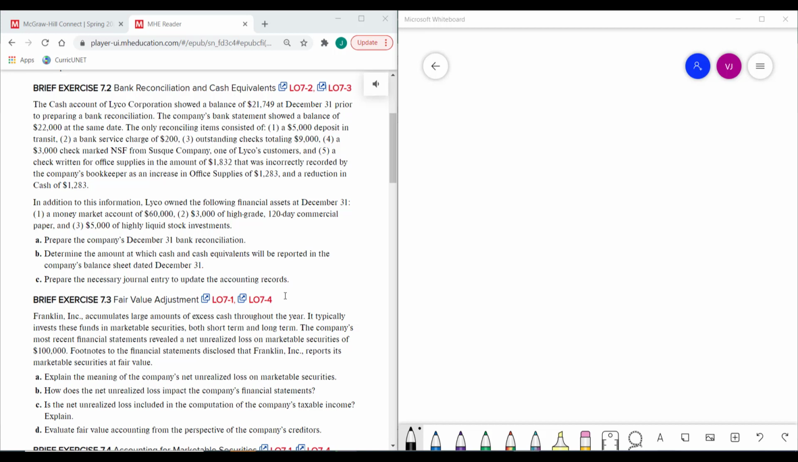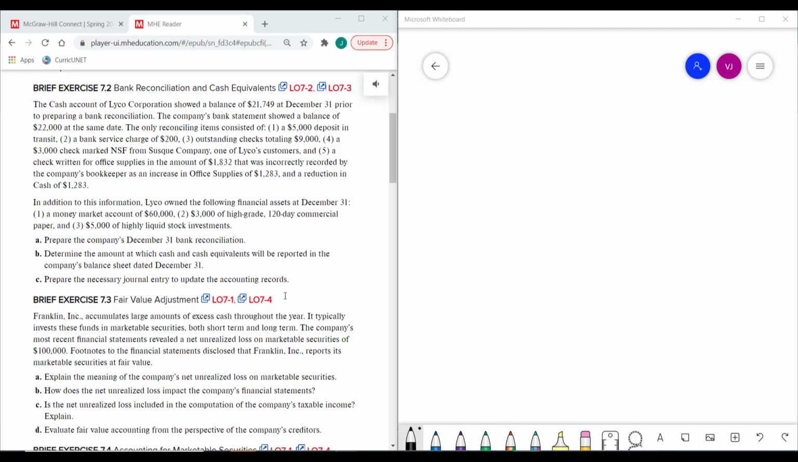It says the only reconciling items consist of 1, a $5,000 deposit in transit, 2, a bank service charge of $200, 3, outstanding checks totaling $9,000, 4, a $3,000 check marked NSF from Suskew Company, one of LICO's customers, and 5, a check written for office supplies in the amount of $1,832 that was incorrectly recorded by the company's bookkeeper as an increase in office supplies of $1,283 and a reduction in cash of $1,283. So a little transposition of numbers there.